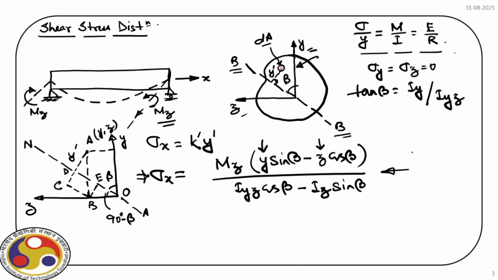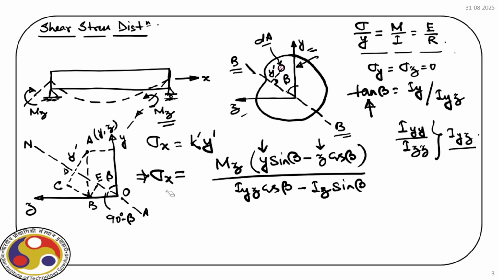For any section now, we can first find out Iyy, Izz and Iyz. Then once we know Iyy, Iyz, using this expression we can find out the orientation of the neutral axis, and then using the second expression sigma x, we can find out the bending stress distribution over the complete section.